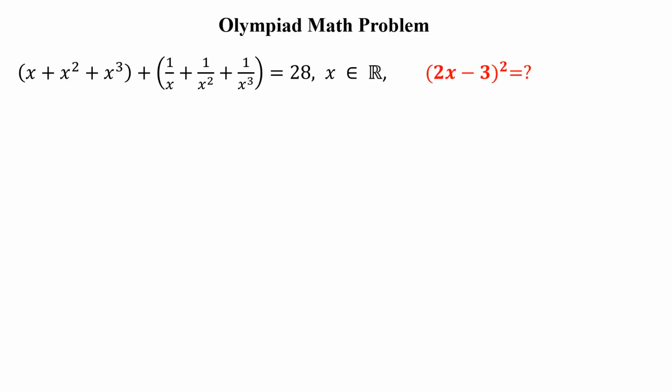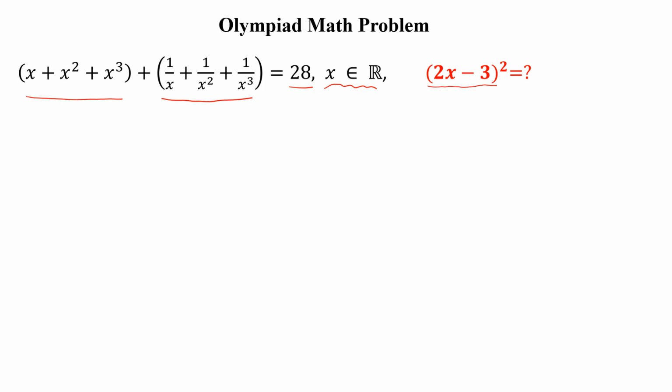The question is x plus x square plus x cube plus 1 over x plus 1 over x square plus 1 over x cube is equal to 28. What is the value of (2x minus 3) whole square, where x belongs to the set of real numbers? How can we solve this?